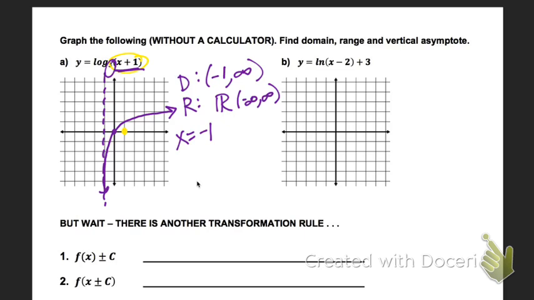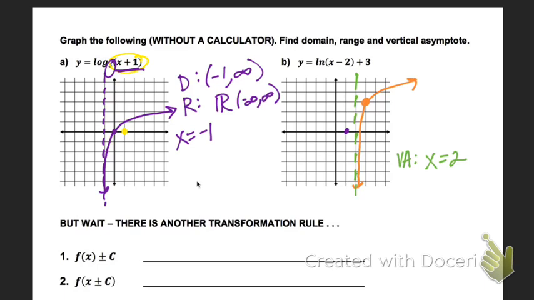Mm-hmm. All right, what about B? What transformation is happening here? My starting point's at 1, 0. Right 2. Up 3. I'm going to use a different color. Yeah, I was right. And the basic shape stays the same. And so my asymptote is where x equals 2. Not just 2. x equals 2.